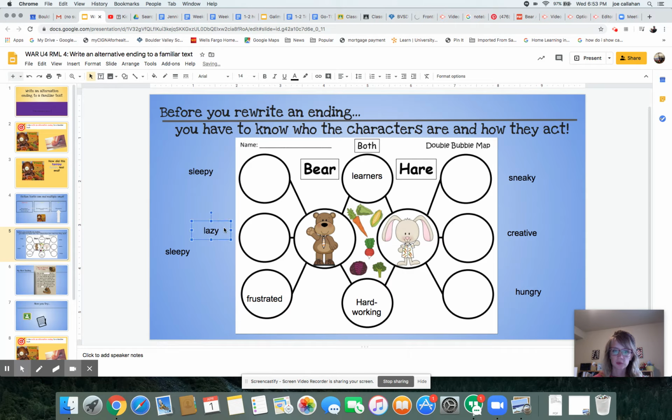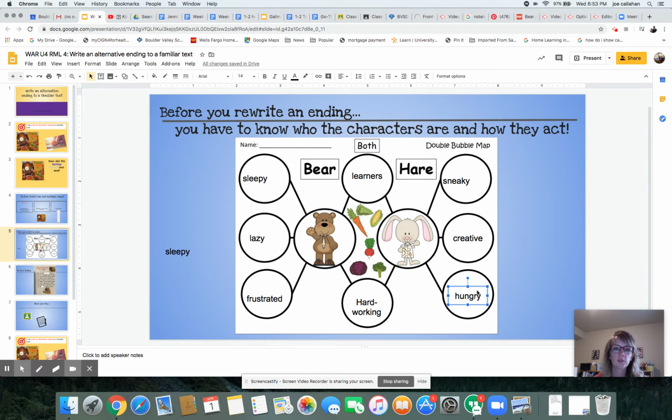He was also lazy, I agree, and sleepy. Now, what are some words you would use to describe Hare? Sneaky. Very creative. He always tricked Bear, didn't he? And hungry. In the beginning, his family started this whole deal with Bear because they were so hungry. That's right, readers. Nicely done.